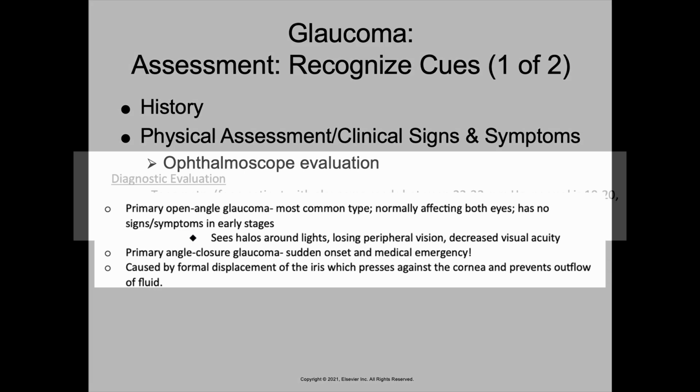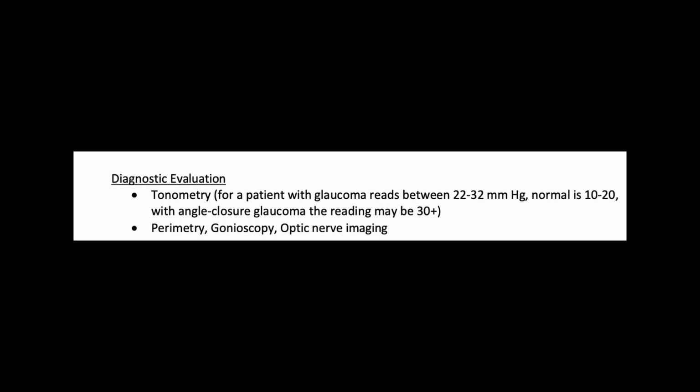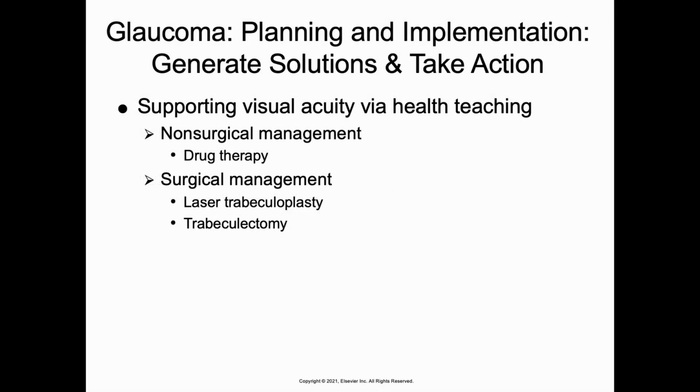All right, diagnostic assessment. So they will do a tonometry, which measures the intraocular pressure, a perimetry, and then they'll go to a gonioscopy. So remember what I said, with the tonometry is where they will look to see the intraocular pressure. Gonioscopy is where they will measure how high it is. Okay. Optic nerve imaging, they will get that all done with the ophthalmologist. Supporting visual acuity via health tracking.